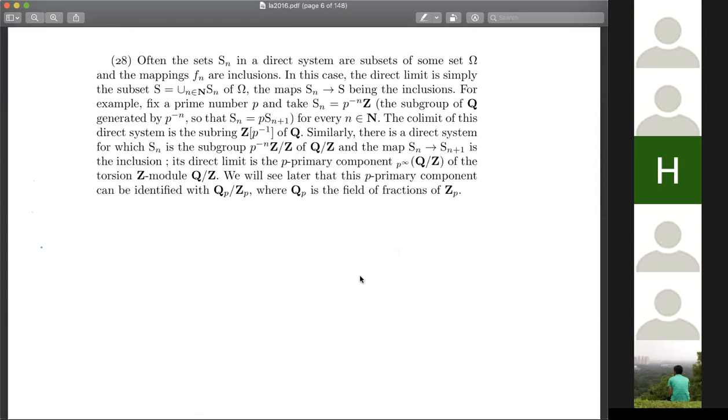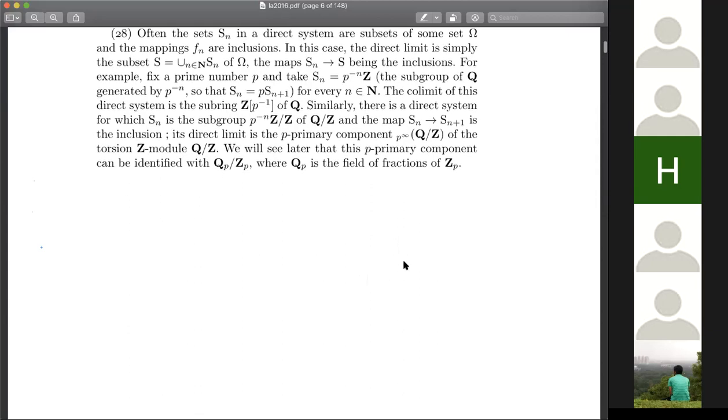Okay. Similarly, that was a direct system of subgroups of Q, you can take a direct system of subgroups of Q modulo Z. Q modulo Z is also a group, of course. And you can take Sn to be the subgroup p to the minus n Z over Z, right? So this system is basically the image of the previous system in Q modulo Z.